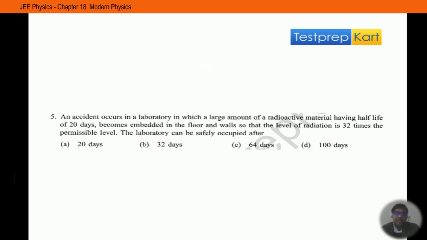Next question is, an accident occurs in a laboratory in which a large amount of radioactive material having half-life 20 days became embedded in the floor and walls. So the level of radiation is 32 times the permissible level. Then the laboratory can be safely occupied after. So here we have two pieces of information. One is the half-life, the notation for half-life is T half. It is 20 days. And the initial concentration is 32 times the permissible level. So we will assume that the permissible level is N.